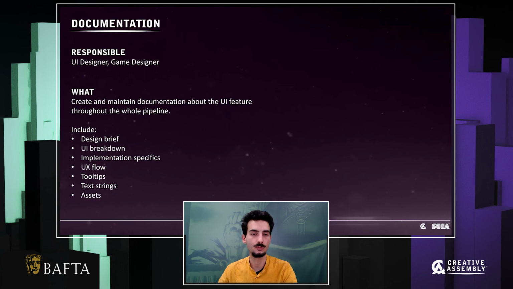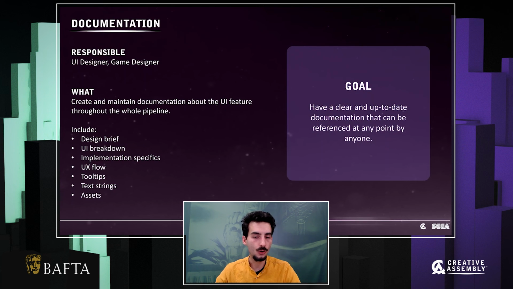Once we have a prototype and we start into implementation, we add any implementation specifics. We add a breakdown of the user interface once we're 100% certain what will be in the user interface. We also describe what the flow of the player will be. We add any tooltips and any text strings and any assets that are part of it. And the end goal is to basically have a clear and up-to-date documentation that can be referenced at any point by anyone during the development of the UI or even 2 years afterwards if someone needs to check something or use something from that UI.